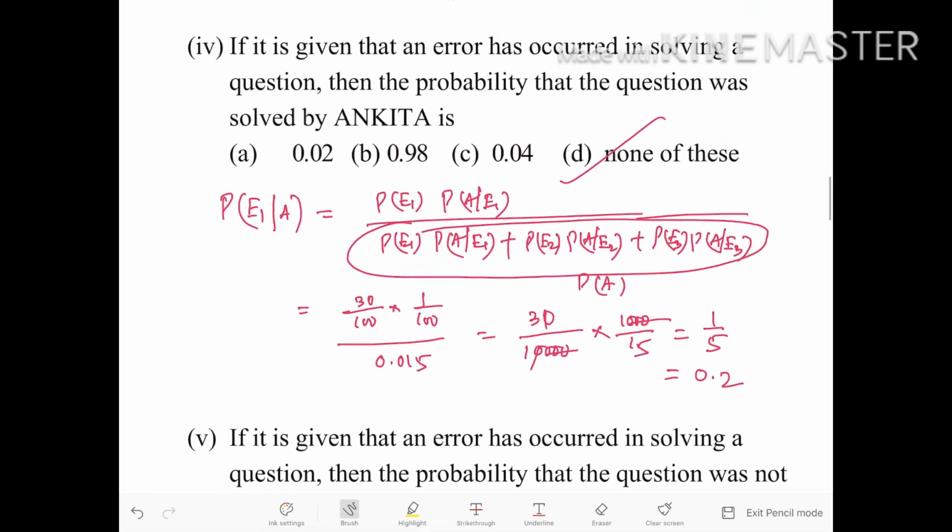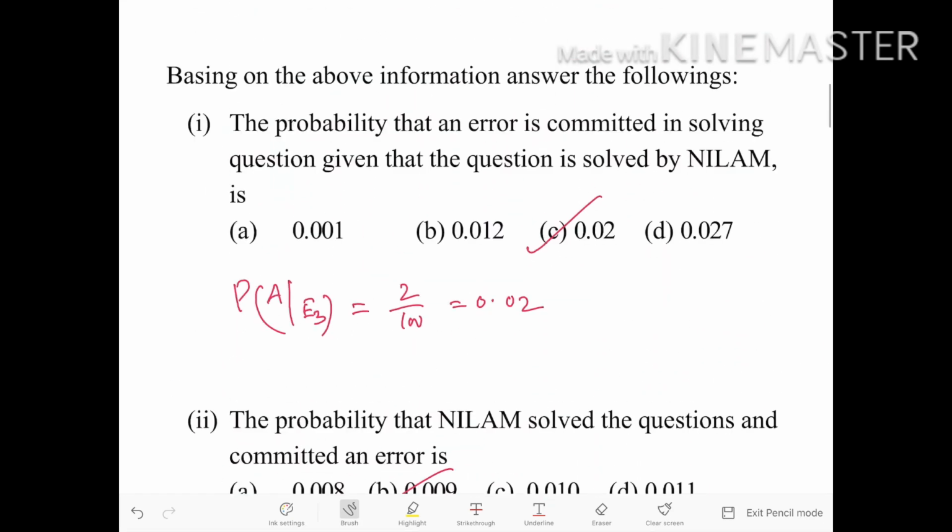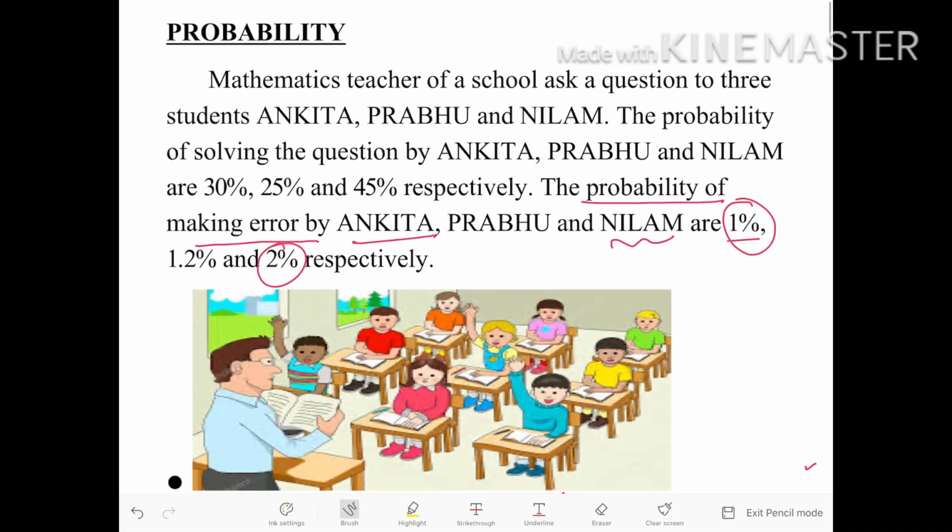Hope you understood the questions. This is simply a case study questions and probability. In my next video, you will know some more case study questions and probability.